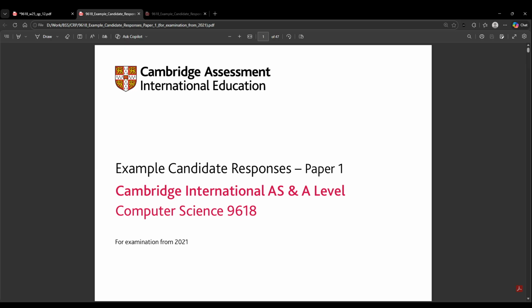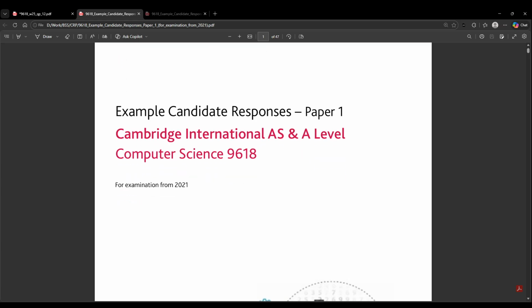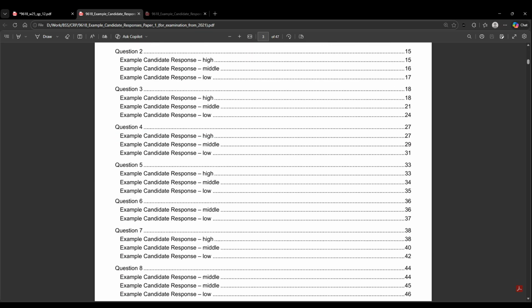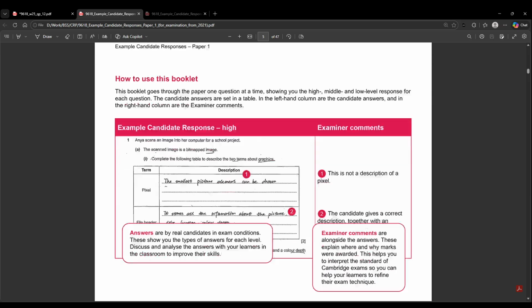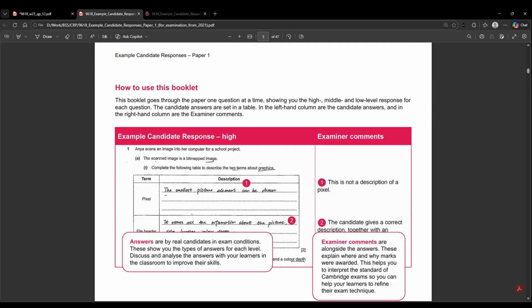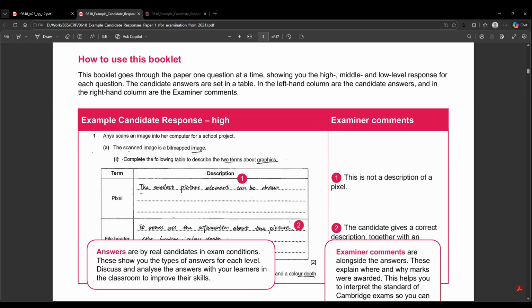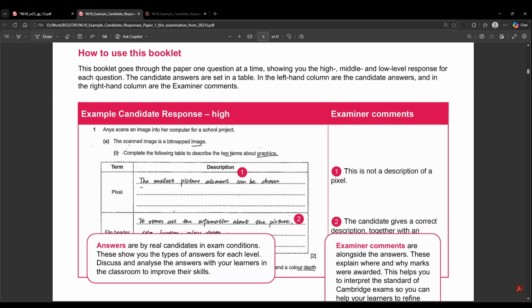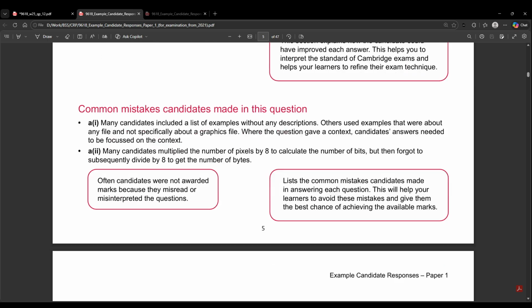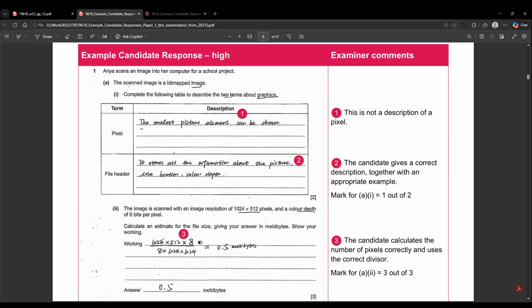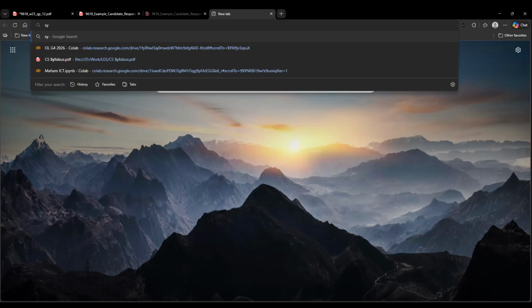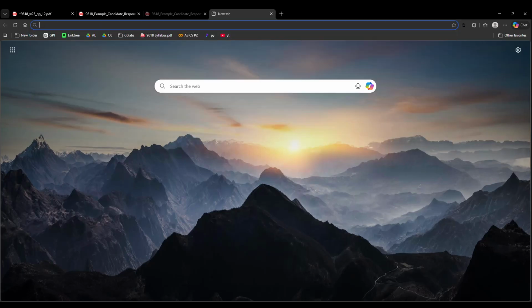Okay, so let's discuss the candidate response booklet for paper 1. This will give us a very good idea how, and in what ideal way, we can attempt the paper so that we get as many marks as possible. This is the guide to the document on how to read it. So we'll just start.